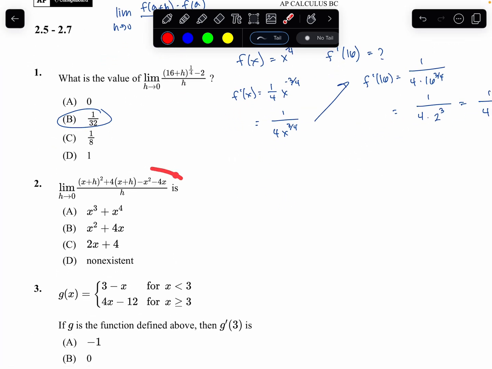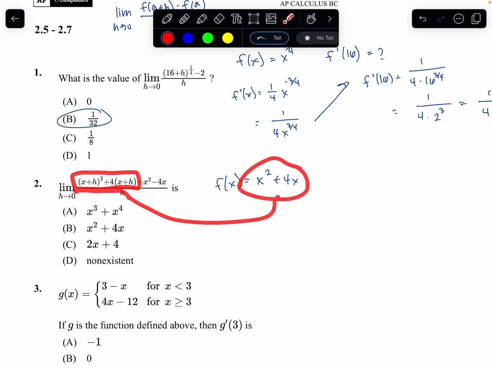Okay, very similar problem right here. What is this? This is saying the derivative, but f prime of what? Notice here that this is x plus h, but this is the function right here. So this exactly is what we're taking the derivative of, but with the plus 4, you can see that. So f of x is going to be equal to x squared plus 4x. So that is our function right here.